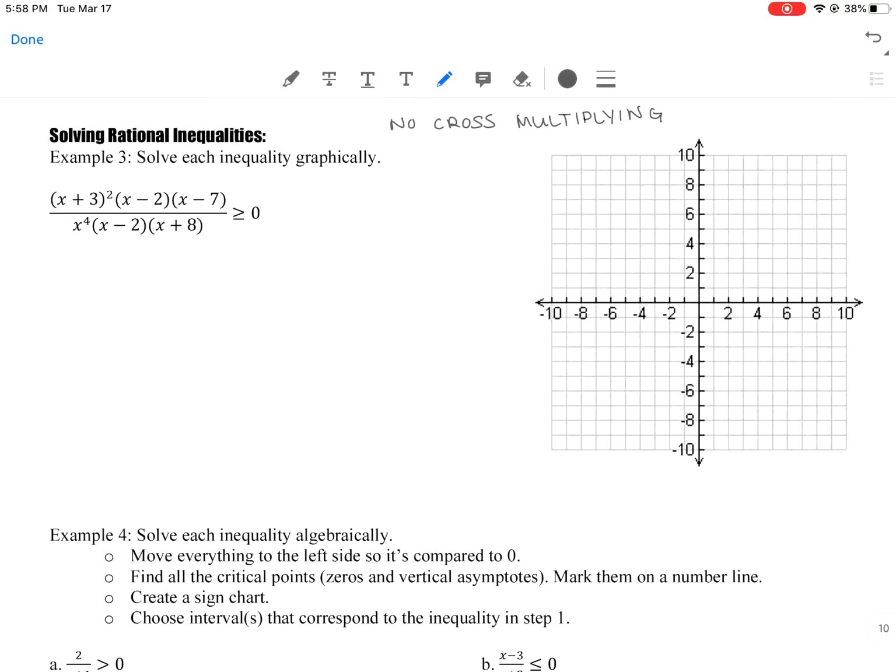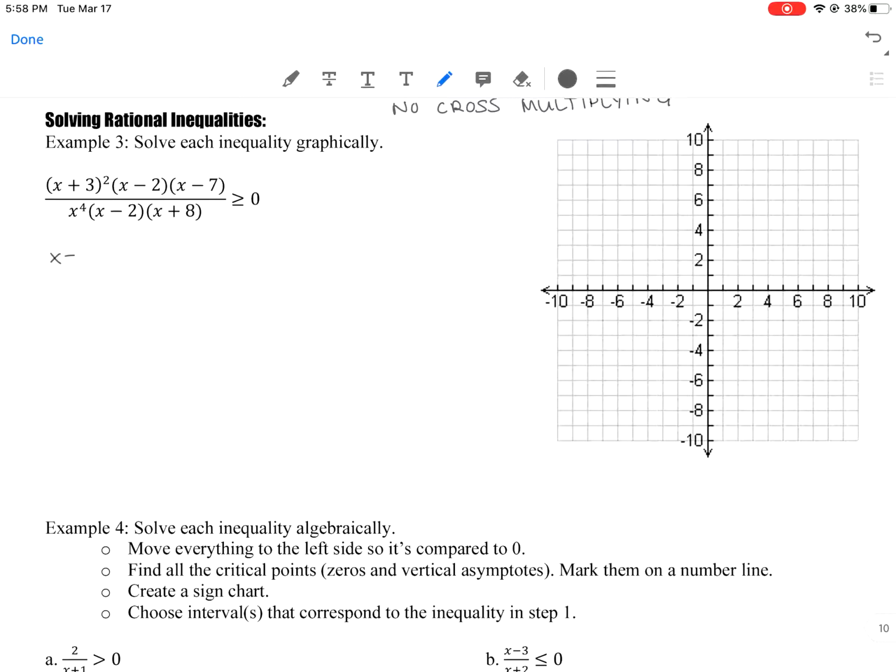So let's talk about how you can solve an inequality by looking at it graphically. As we look at this first one, let's start. Where are your x-intercepts? Remind yourself, your x-intercepts happen when the top is set equal to 0. So x plus 3 means that x equals negative 3. X minus 2, the opposite, x equals a positive 2. And x minus 7, when you set that equal to 0, means x equals a positive 7.